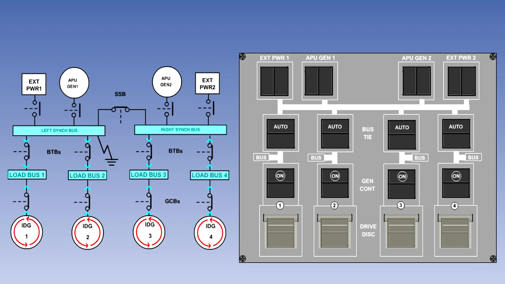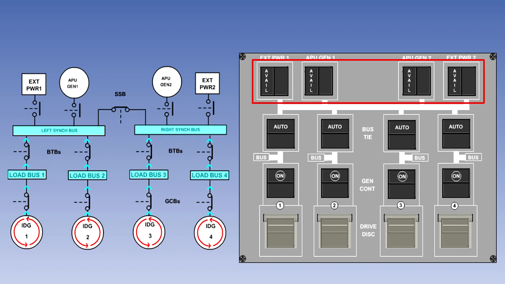If there is a short-circuit fault on a bus bar, the breakers surrounding the faulty bus bar will automatically open to isolate the area with the short circuit. A short circuit on the left synchronizing bus bar, for instance, will cause the split system breaker and bus tie breakers 1 and 2 to open, isolating the affected bus bar.